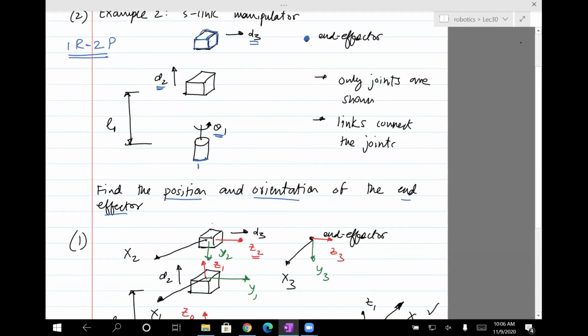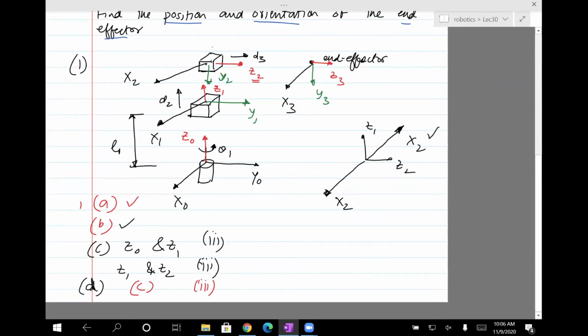So I redrew the figure. I went through the handout, step one, which is about assigning coordinate frames. First, we assigned Z0, Z1, and Z2. Then, based on the relation between Z0 and Z1, that is, the Z's are the axes of actuation, theta1, d2, we assigned axes X0, X1, and X2. And once we did that, we went to the end effector and established the axes Z3 and X3. So once we do this, we are all set to figure out the DH parameters, alpha, a, d, and theta, which I'll do next.